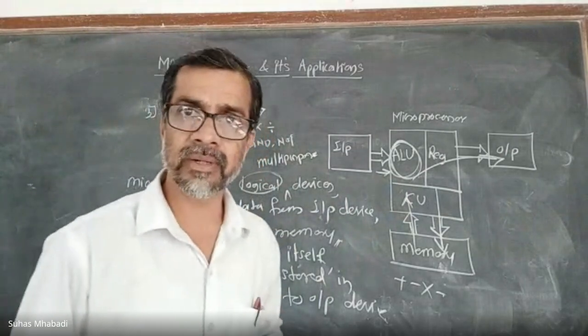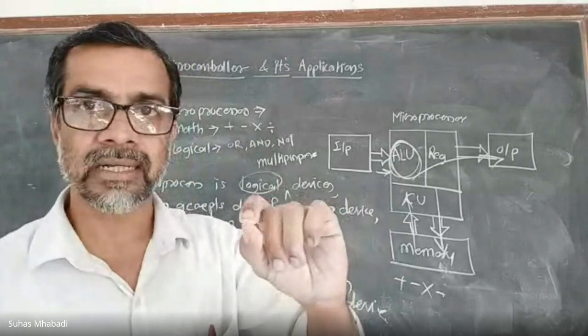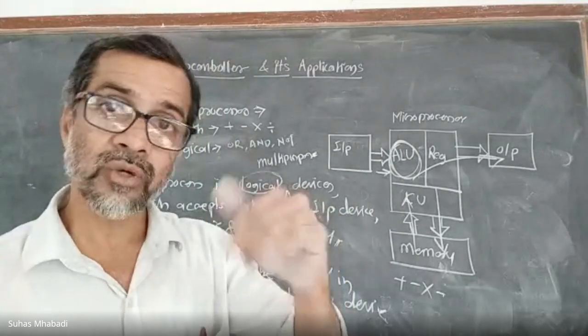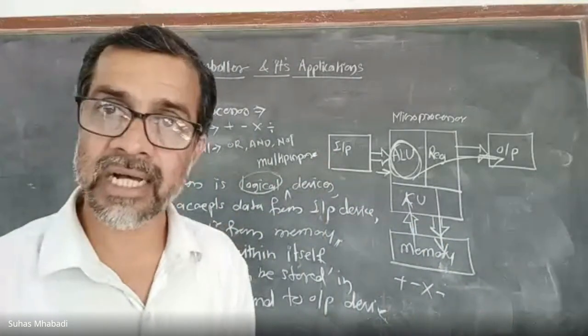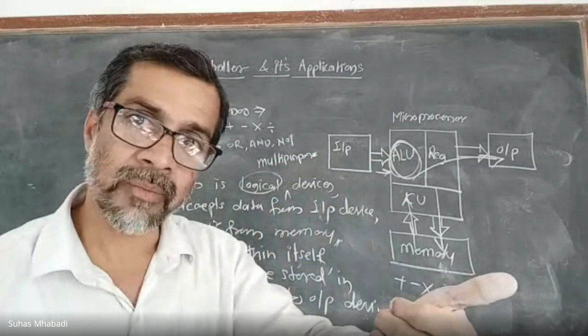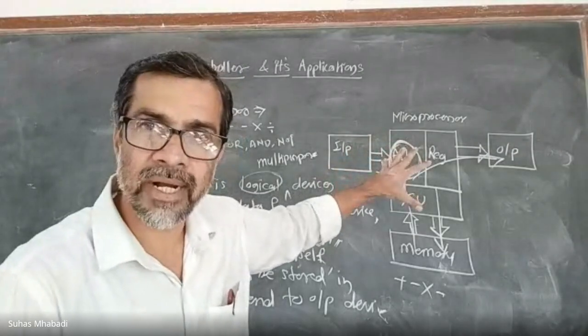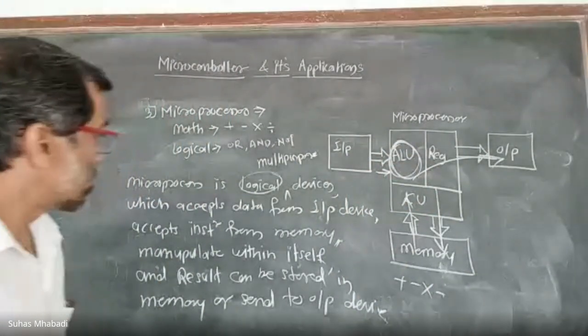If I have to write my name, I will have to write S. S will be converted to 1010 format. That's called ASCII code. U should be converted to 1010 format, ASCII code. So it only knows 1010 format. Okay, we'll see it afterwards.